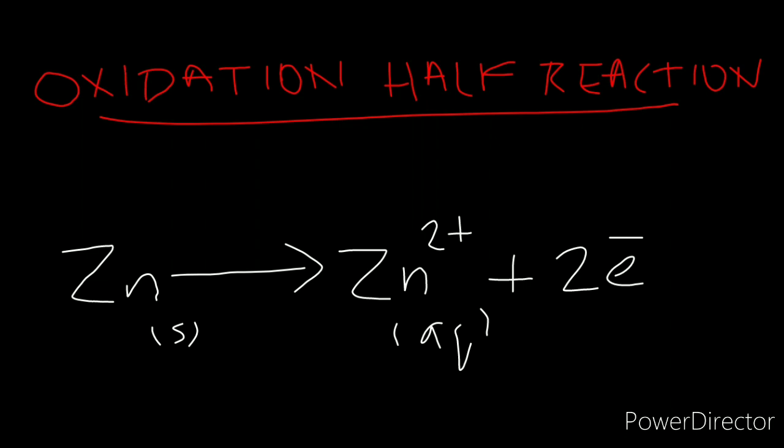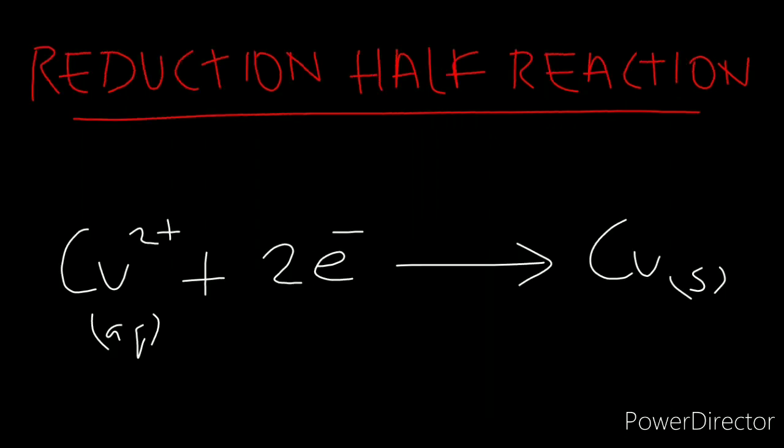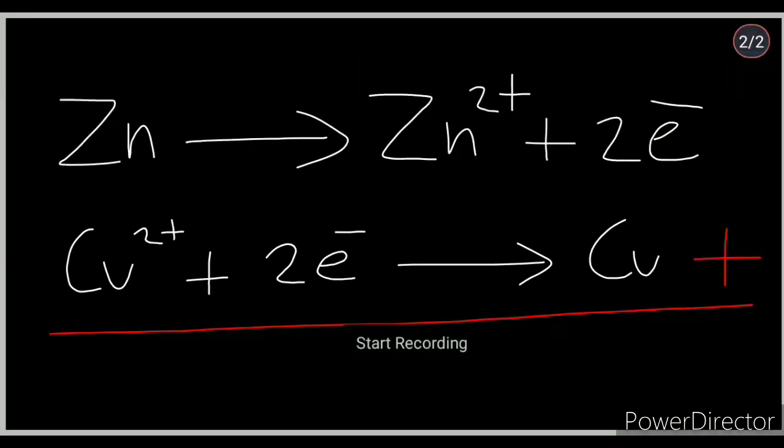Second, the electrons left behind on the anode, or the electrons donated by the zinc electrode, flow through the external wire to the copper electrode, where they react with Cu2+ ions and form neutral copper atoms. Copper ions receive 2 electrons and change to copper atoms. Since this reaction involves gain of electrons, it is known as the reduction half reaction. And the overall reaction of the cell can be written as Zn + Cu2+ changes to Zn2+ + Cu.